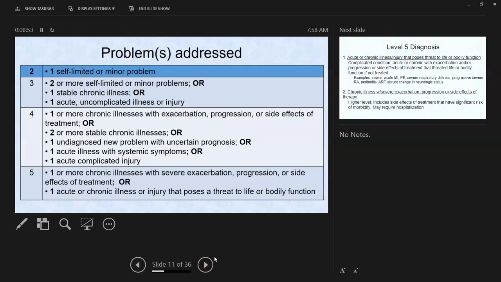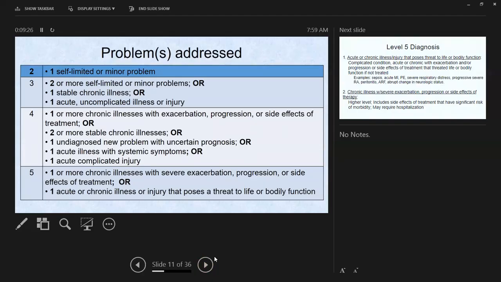So let's talk about problems addressed. The problems addressed are the problems being seen, the reason the patient is being seen on that day, and the problems being addressed by the provider. So for example, level 2: the patient is being seen for a self-limited or minor problem. A self-limited or minor problem may be a bug bite, maybe a scratch, maybe something that really doesn't need treatment. It's not going to cause any harm. It will potentially resolve on its own or with very minor treatment. A level 3 would be if 2 or more of those self-limited or minor problems are being addressed and medically necessary to be addressed on that day.